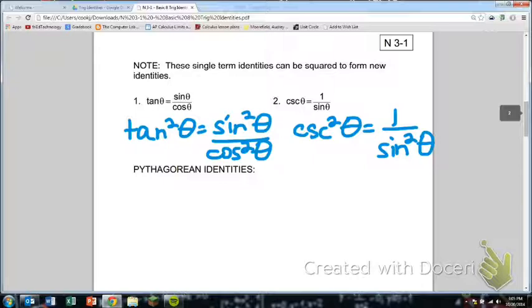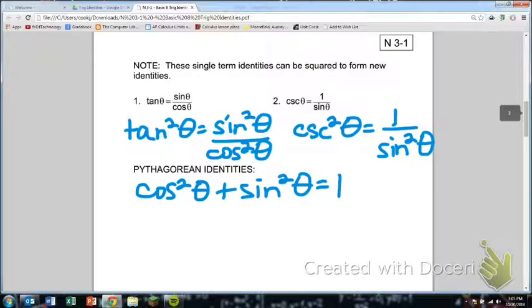And they come from the equation of the circle. We set up at the top that the equation for the unit circle is x squared plus y squared equals 1. And we also said that x is cosine and y is sine. So instead of x squared plus y squared, we could say cosine squared plus sine squared equals 1. All right. So that's the first of the Pythagorean identities, and it comes from the equation of the circle.